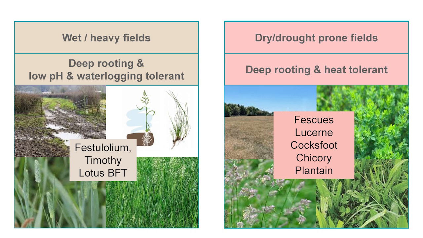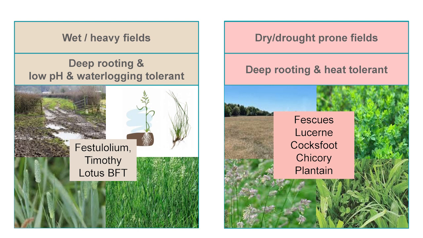The wet, heavy fields that were lying down close to that lake on the farm a minute ago, sitting most of the year at the water table. You need deep rooting. You need plants that are low pH tolerant and waterlogging tolerant. Festulolium. Festulolium has more air-filled pockets in the root cellular tissue. It can survive waterlogging for longer. That's maybe one to think about.